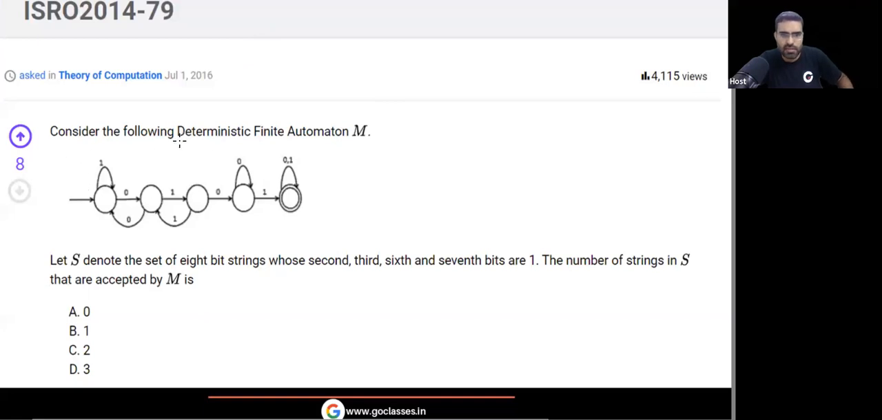The question is saying that this DFA is given to you. Let S denote the set of 8-bit strings. Basically, 8-bit strings means strings of length 8. In this you have strings of length 8 whose second, third, sixth, seventh bits are 1. First you tell me, in this set S, how many strings are there? Can anyone tell me?